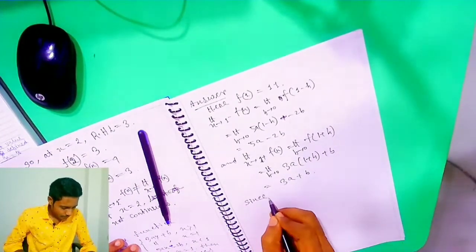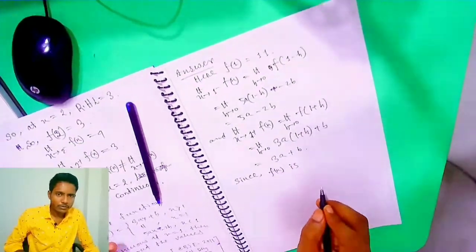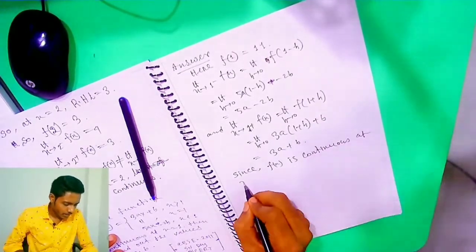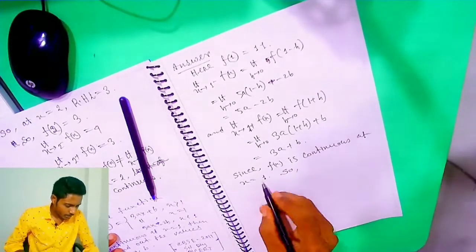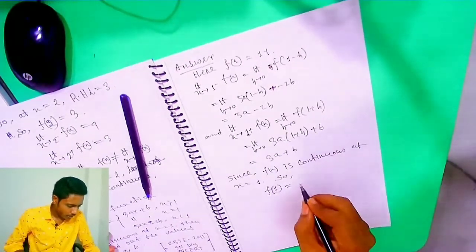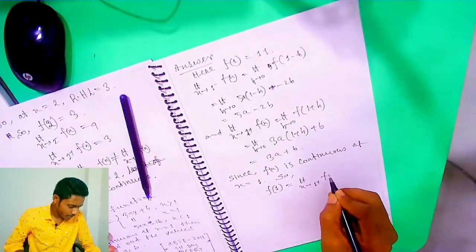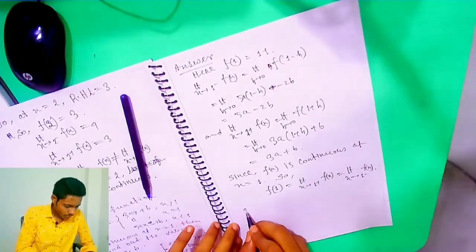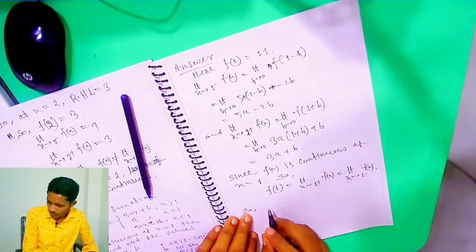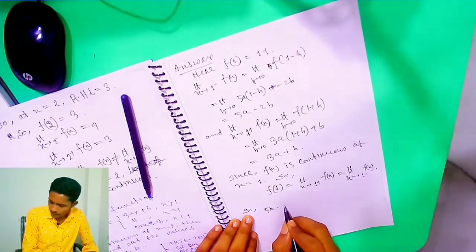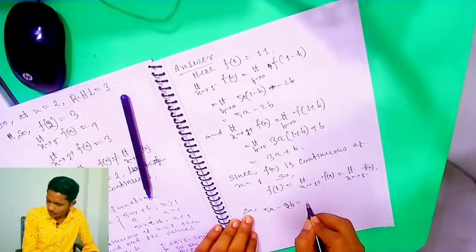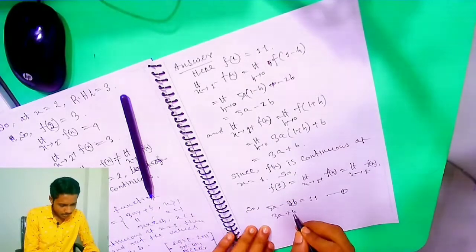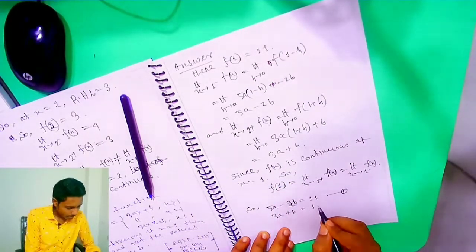Since f(x) is continuous at x is equal to 1, f of 1 is equal to limit x tends to 1 plus f(x), which is equal to limit x tends to 1 minus f(x). Both are equal. So 5a minus 2b is equal to 11. This is equation number 1. And 3a plus b is equal to 11. This is equation number 2.